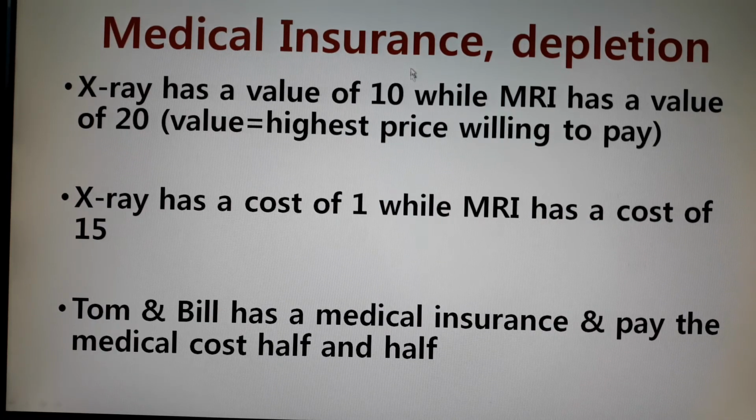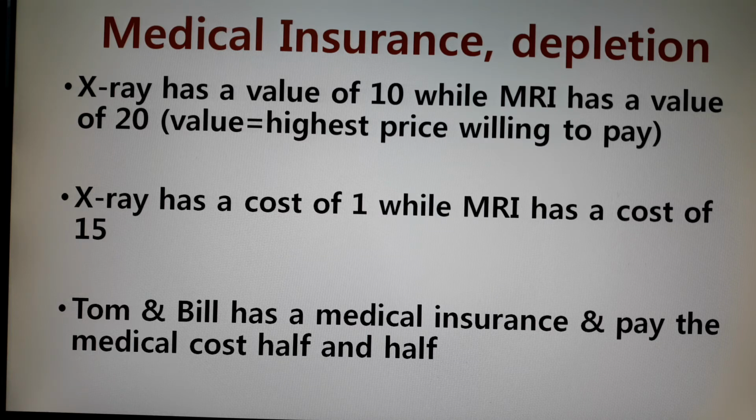Look at this. Medical insurance is an example. Let's say an X-ray has a value of 10, while an MRI has a value of 20. X-ray is a traditional 100-year-old technique. They look at your body, and when a bone is broken, what's inside it and things like that. But it's not 100% correct. It's like a black and white picture. On the other hand, MRI is like a three-dimensional thing.